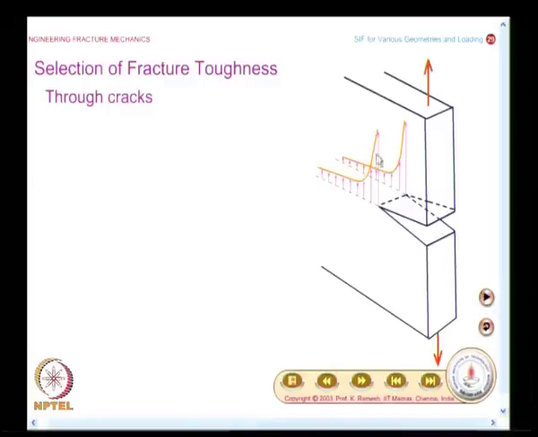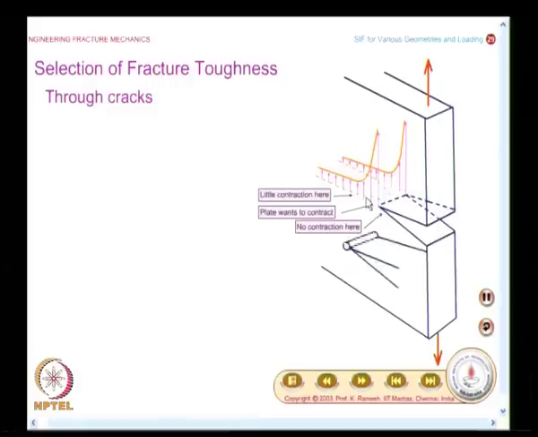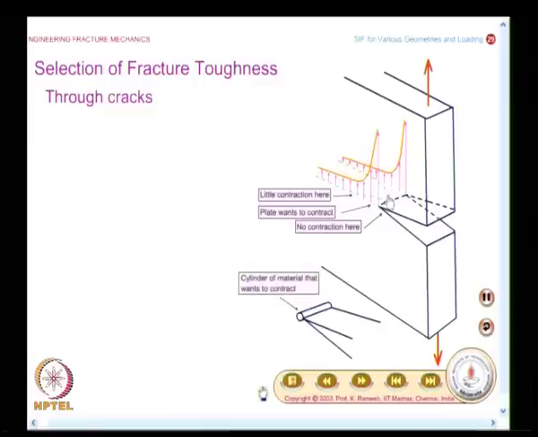So, you have very high levels of stresses that your elastic solution provides. In view of these very high localized stresses, what happens? There is no contraction in this zone. In this zone, the material wants to contract, and we will have to see to what extent this contraction is possible, and ahead of this zone there is little contraction. And what happens in this zone?